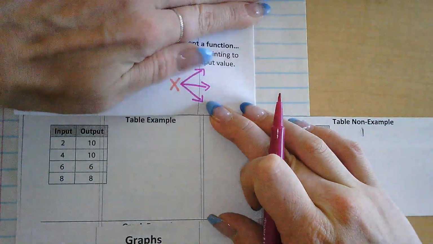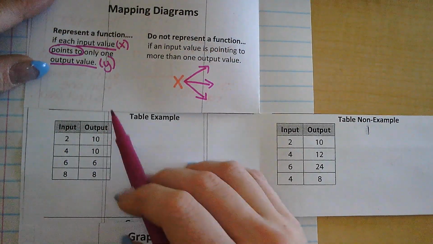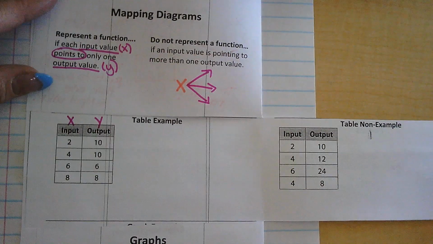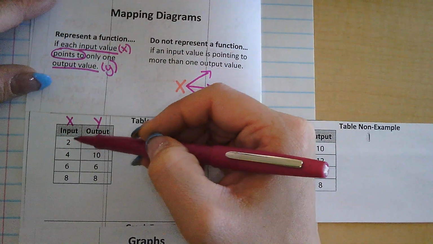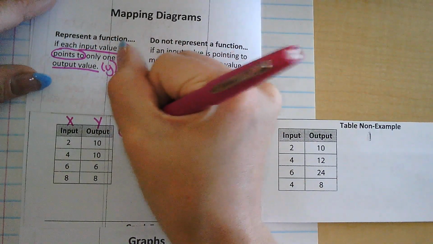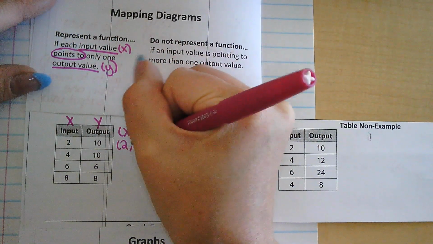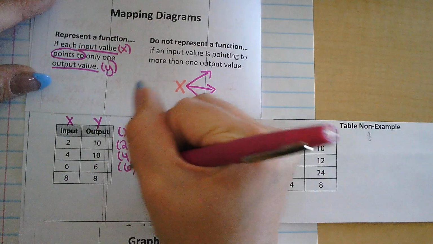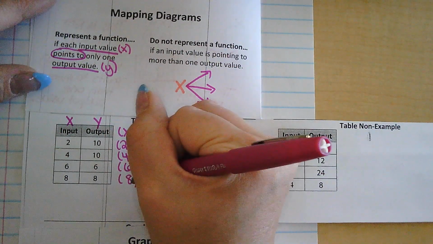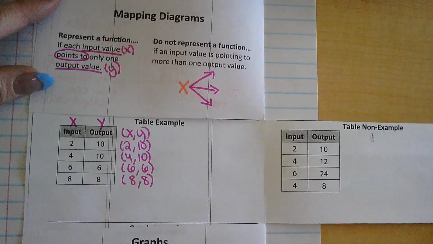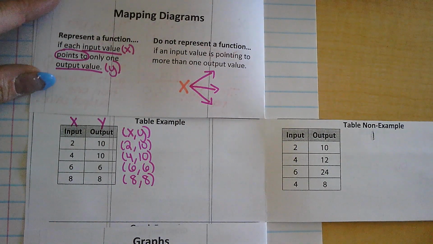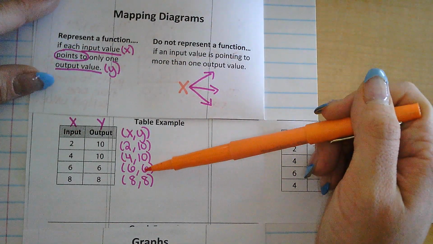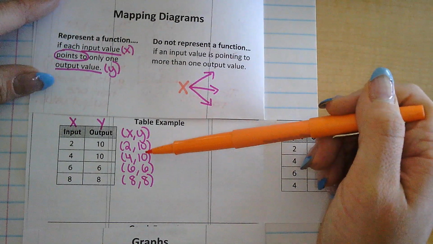So in our table example, we've got our two columns labeled input and output. So the first column is x, the second column is y. And once again, we could write this as a set of points if it's more helpful to see it written that way. In this example, the points are a little bit more obvious as opposed to the mapping diagram. And I'm asking myself if each input is paired with one output. So 2 is paired with 10, 4 is paired with 10, 6 is paired with 6, and 8 is paired with 8. Each input is paired with one output.